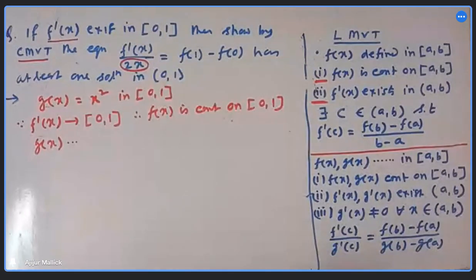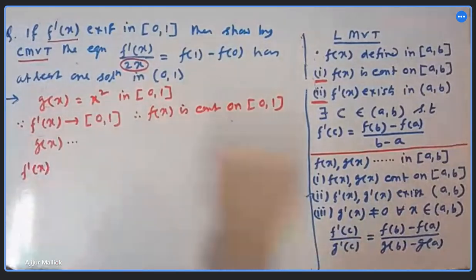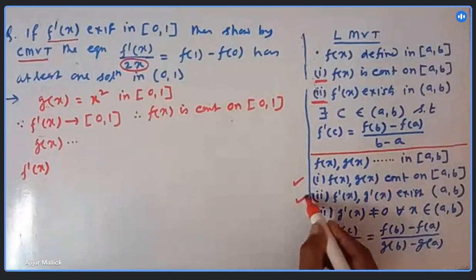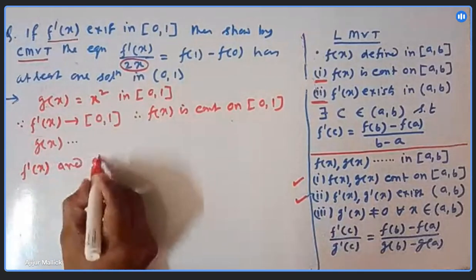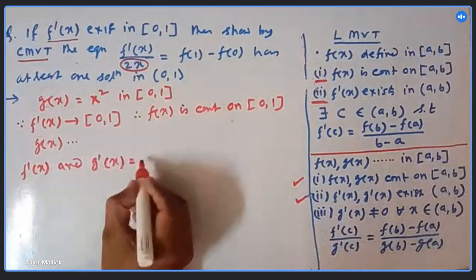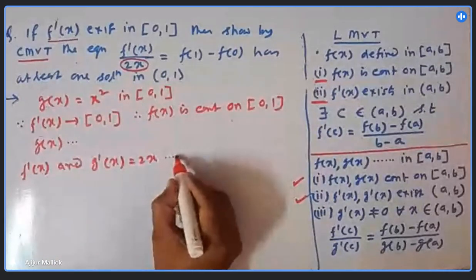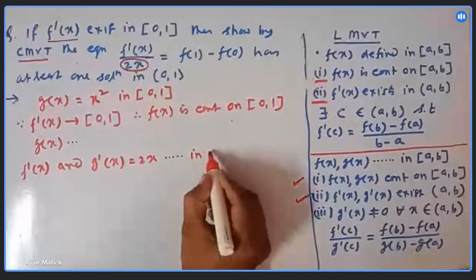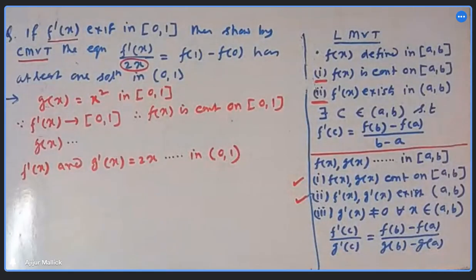Next, write. The second condition: f dash x and g dash x, which is equal to 2x, both exist in the open interval 0, 1.